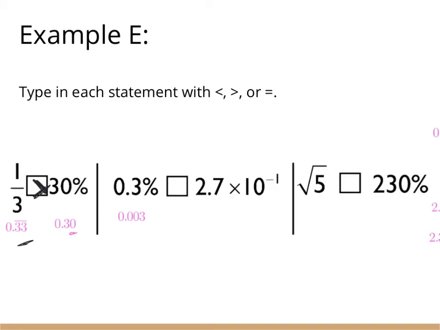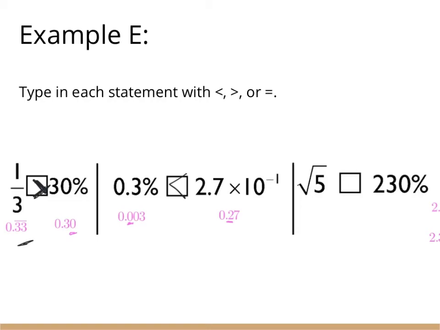Now I've got my 2.7 times 10 to the negative first. So I've got a negative exponent, so I know I'm going to be moving to the left. I've got 1, so I know I'm going to be moving my decimal place 1 point. And when I do that, I end up with 0.27. So now I need to compare and see which one is larger. I've got a 2 here. I've got a 0 here. So my 2 is going to be larger than my 0. So I know that the 0.3% is less than 2.7 times 10 to the negative first.